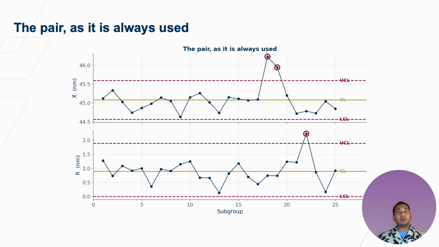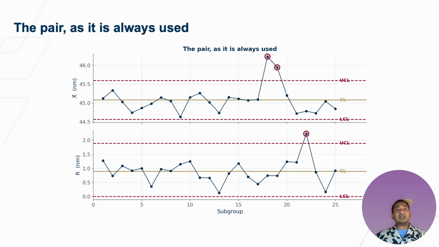The pair as it is always used: X bar on top, R underneath, sharing an x-axis so you can read them down a column. 2 independent signals in this data. Around subgroup 22, the spread blew out, visible only in the bottom chart. Around 18 and 19, the center moved, visible only at the top. Neither chart alone would have found both, and this is why they are always paired. They are answering different questions about the same subgroups. Has the process moved, and has it become less consistent?